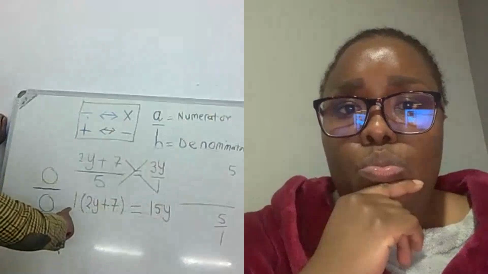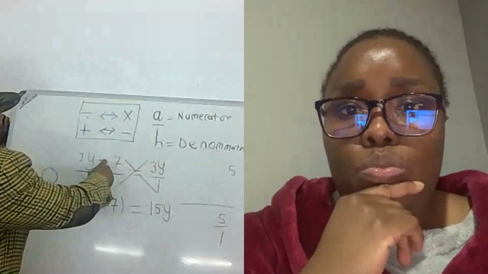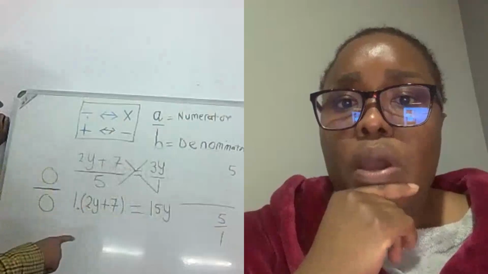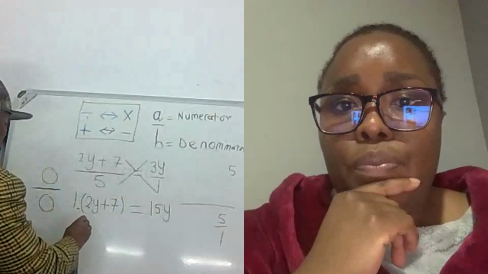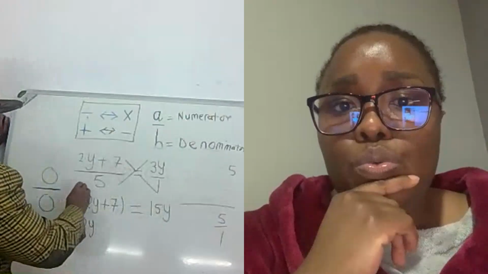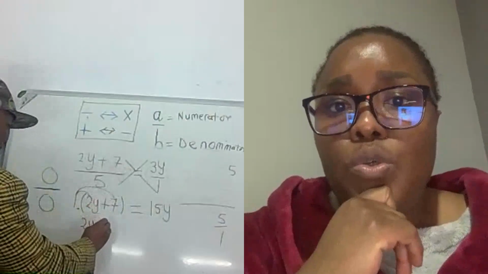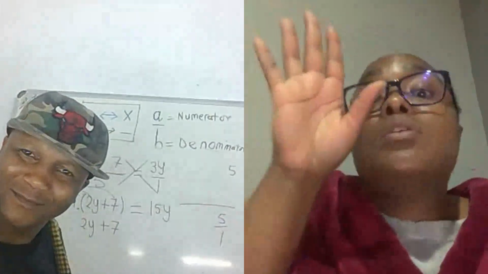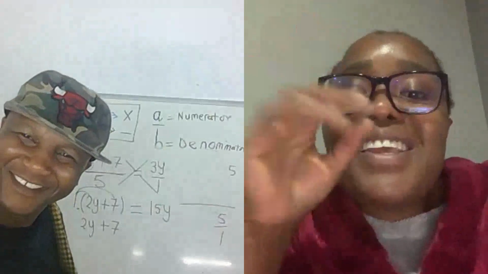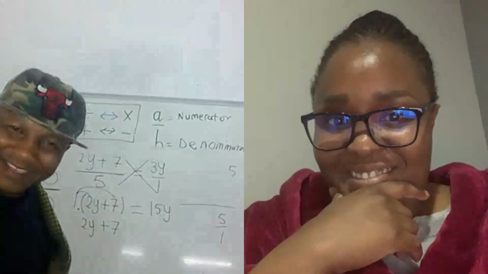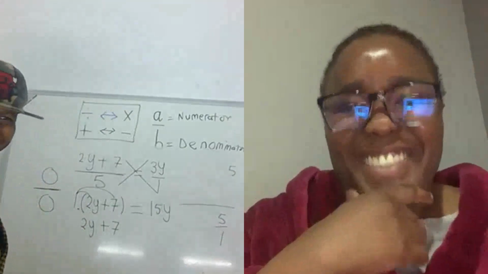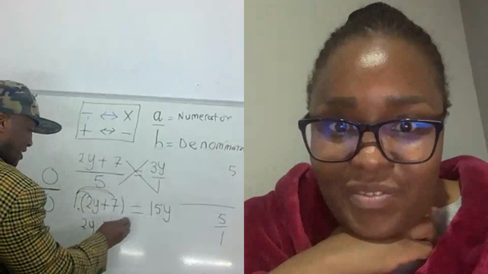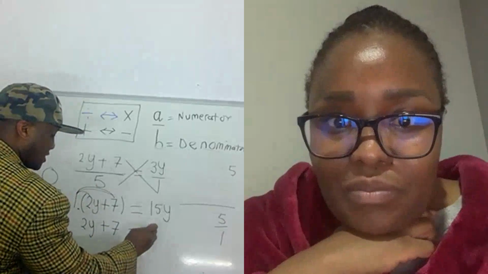Now we go. 1 times 2y, because it's 1 times everything, right? 1 times 2y is 2y. 1 times 7 is going to be 8. Oh, sorry. 1 times 7 is 7. Okay, you're forgiven. Please don't do it again. 1 times 7 is 7, equals 15y.